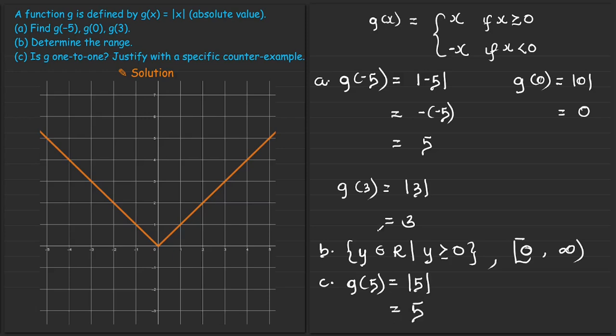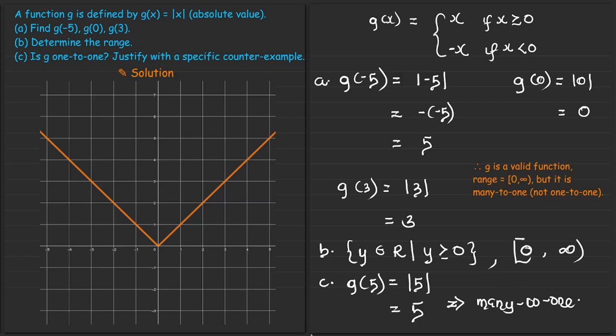So you would see that negative 5 is giving us an answer of 5, and 5 itself is also giving us an answer of 5. This contradicts the rule of 1 to 1. So it is not 1 to 1, but then many values of x are giving us the same. Hence, it is a many to 1. And that is our counter example.